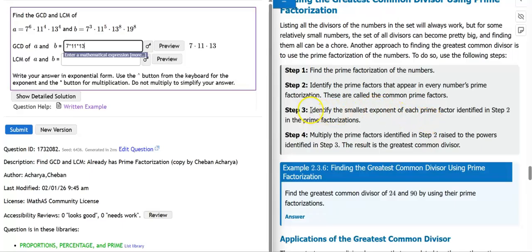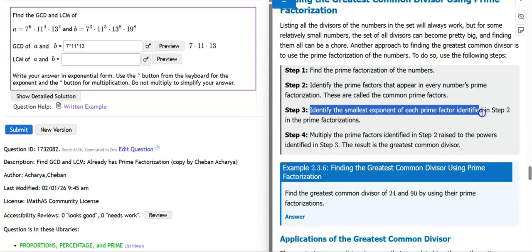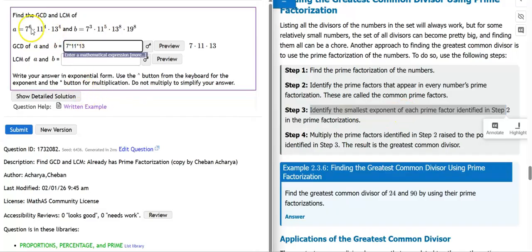Step 3: identify the smallest exponent of each prime factor identified in step 2. The smallest exponent of 7 here, 6 and 3, is 3. For 11, the powers are 4 and 5, so the smallest exponent is 4. And for 13, the powers are 4 and 8, so the smallest is 13 to the power 4.